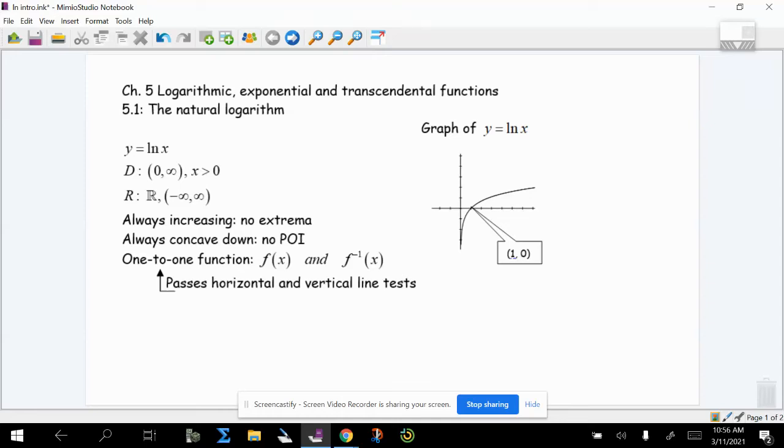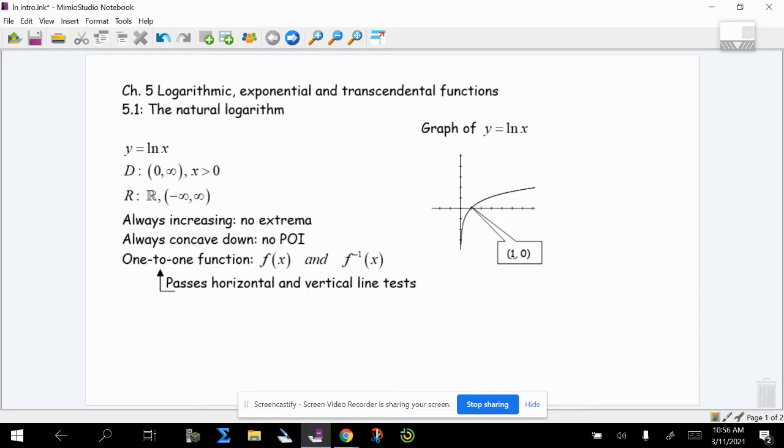We are now starting a new chapter, chapter 5. Chapter 5, the best way I can describe it is, takes all of the kind of oddball functions and throws them all together into one section and then goes through our calculus skills with them. So we will still be deriving, we will still be integrating.